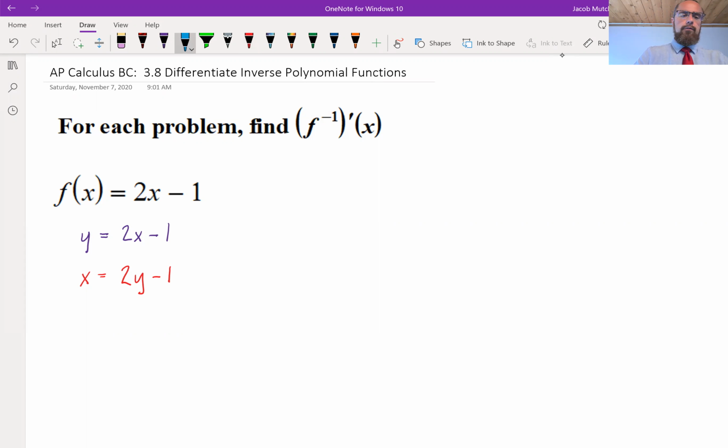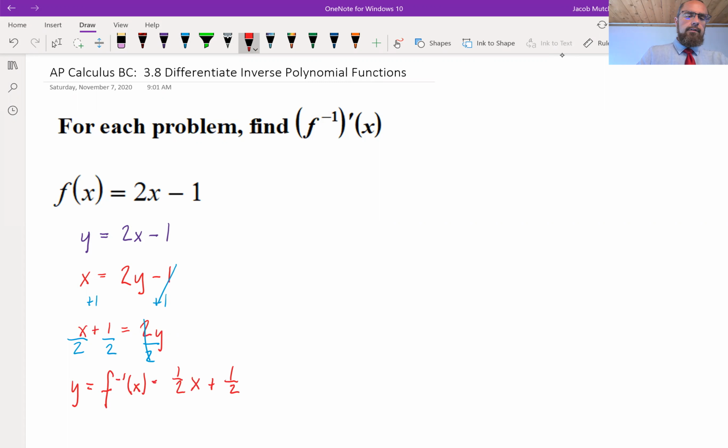So I'm going to solve for y by adding 1 first, and that will give me x plus 1 on the left equals 2y. And then simply divide by 2, and that'll solve for y. I do need to distribute that 2 there on the left. So our inverse function, which is going to be y, which I'll call the inverse of f of x, is going to be given by 1/2 x plus 1/2.